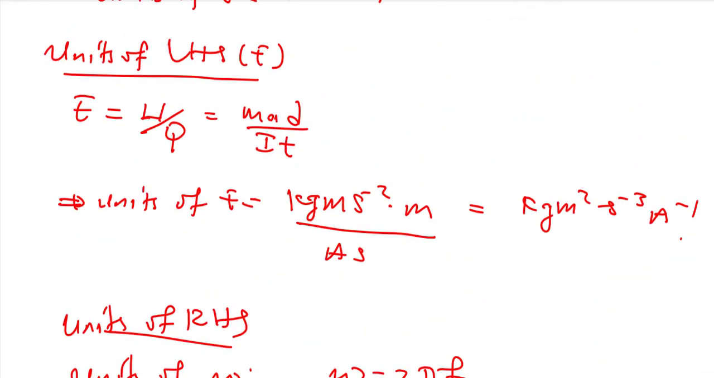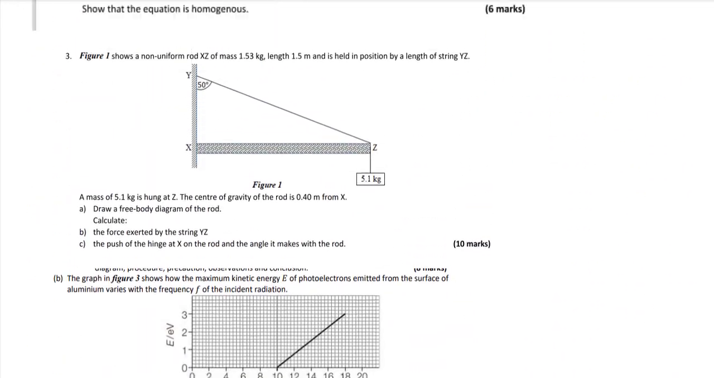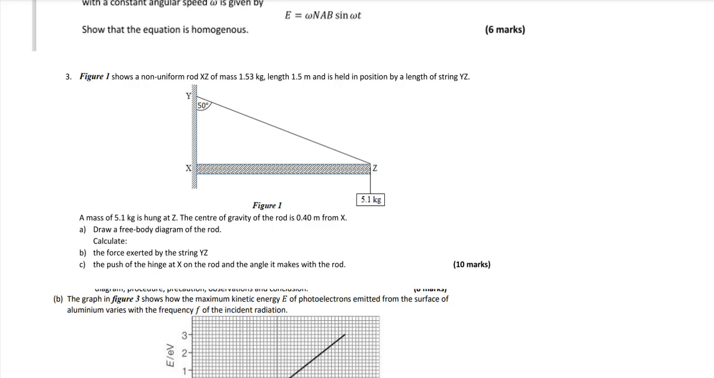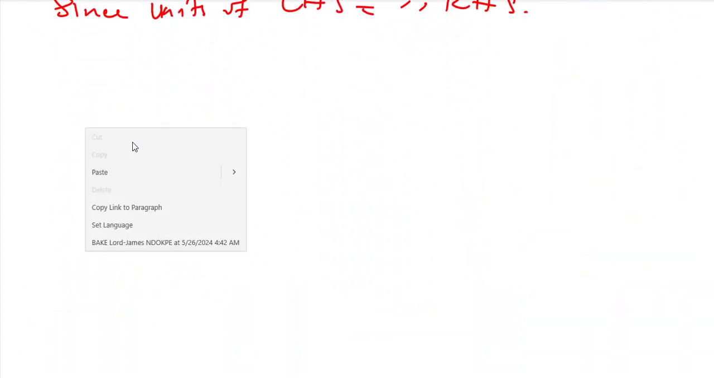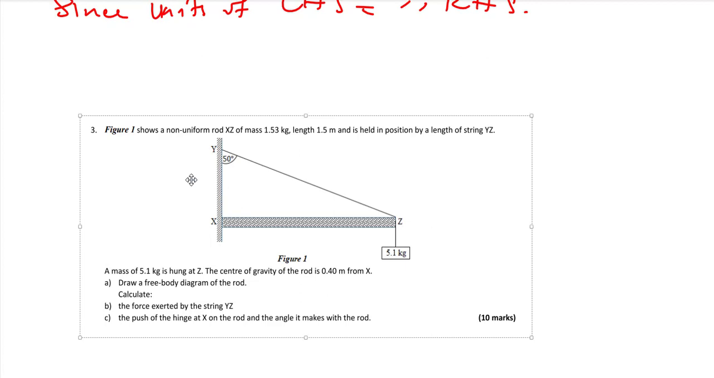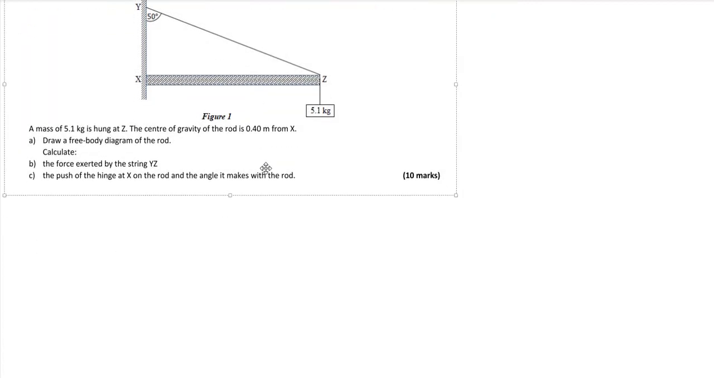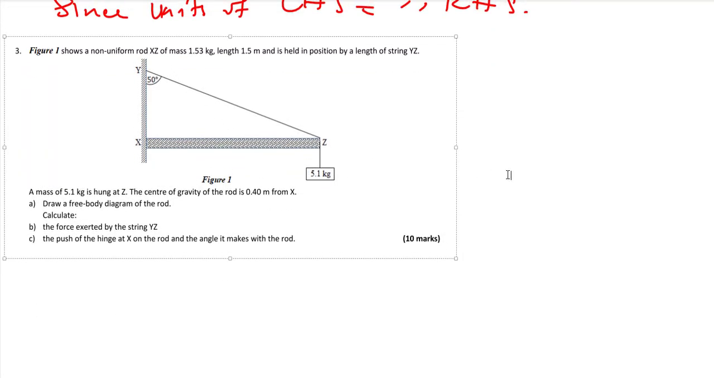Okay, so we'll just do the question on mechanics. Question number 3.